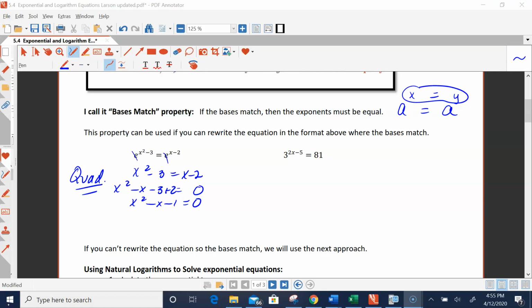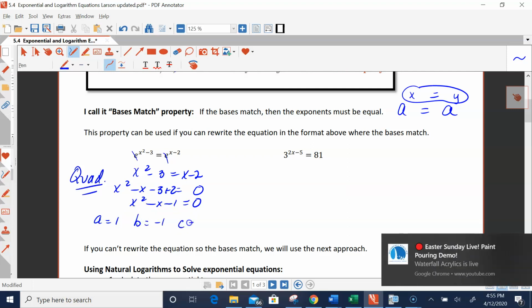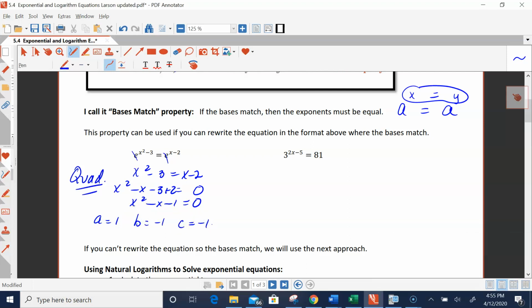Now let's work on solving it. Unfortunately, this quadratic does not factor. So we're going to need to use the quadratic formula. So let's work on setting that up. The coefficient of a is equal to 1, b is equal to -1, and c is equal to -1. I'm going to actually pause this, use the quadratic formula, and find your answers, and then come back and check.